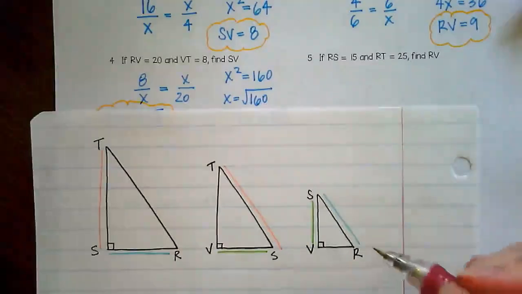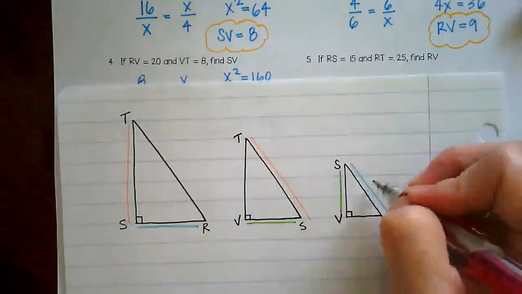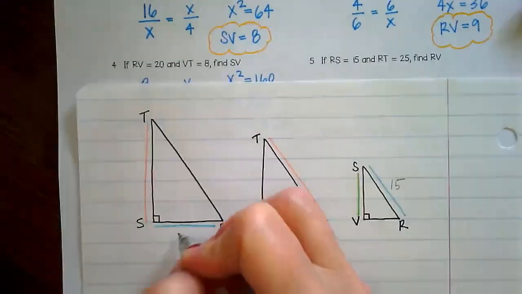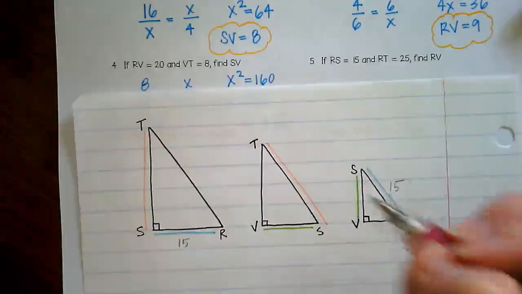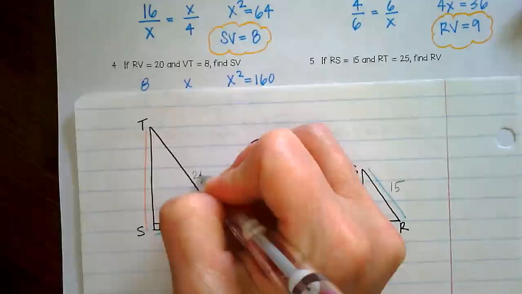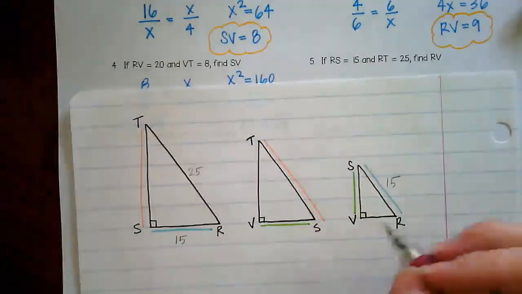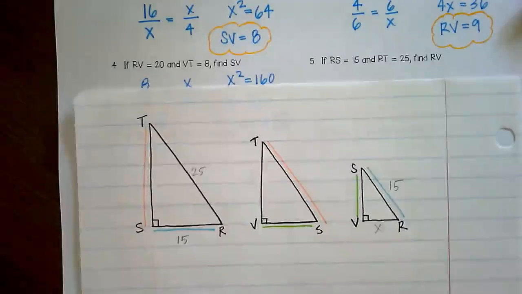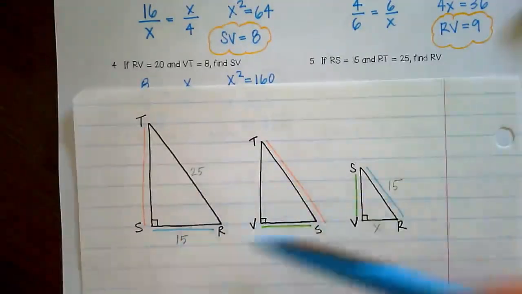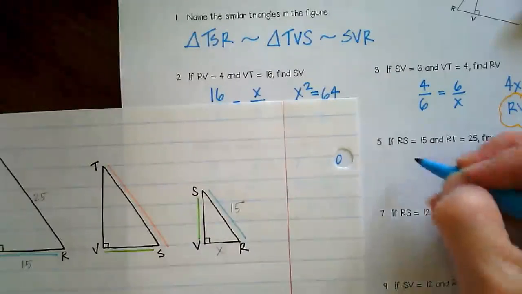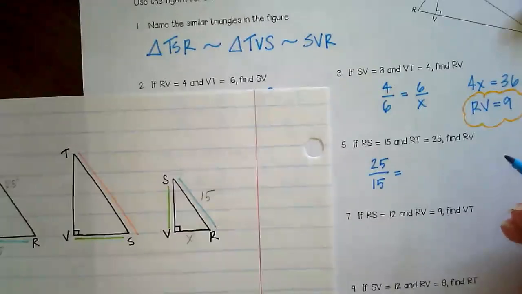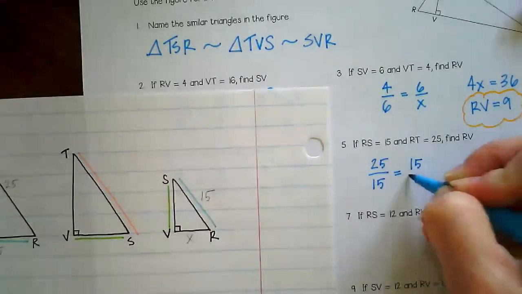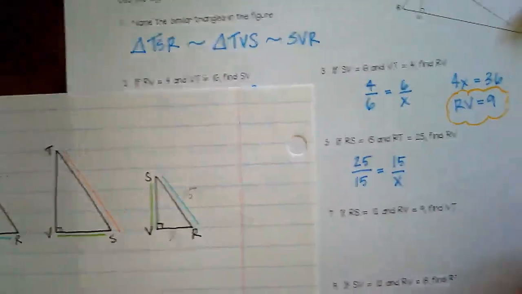Okay, so RS is 15. So RS is right here, but I can see that matches with another side. RT is 25. So RT is this one, which is 25. And we are looking for RV, which is that one right there. All right, so this time we have corresponding sides between Papa Bear and Baby Bear. So I'm going to say 25 over 15 is Papa Bear, and that would match up with 15 over X for Baby Bear.